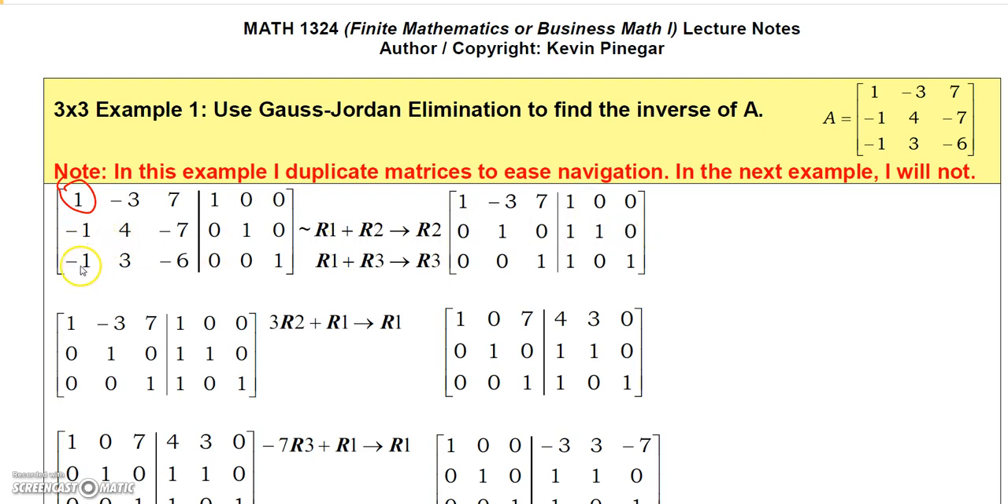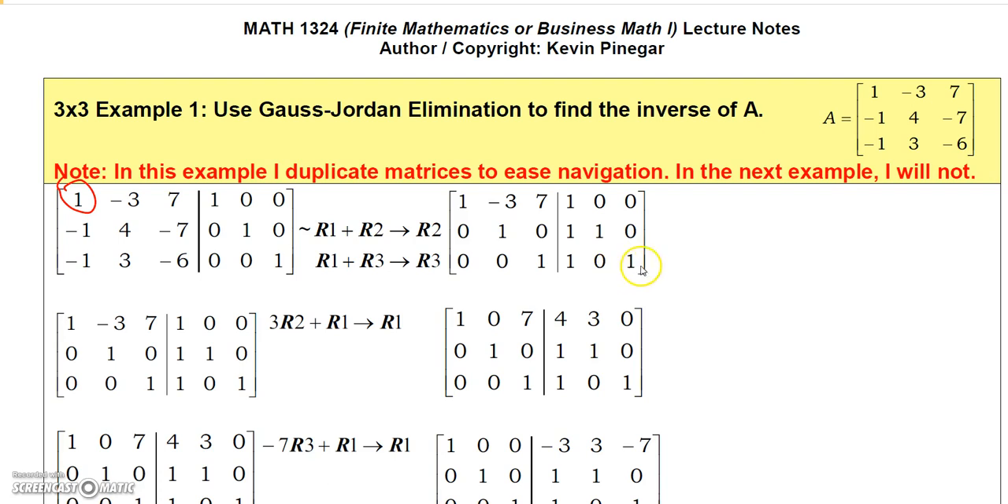And then to get rid of this negative 1, I've got to do row 1 plus row 3. So similar operation. 1 plus negative 1 is 0. Negative 3 plus 3 is 0. 7 plus negative 6 is 1. 1 plus 0 is 1. 0 plus 0 is 0, and then 0 plus 1 is 1.